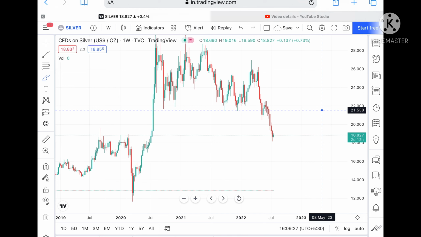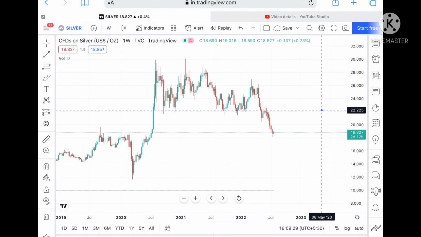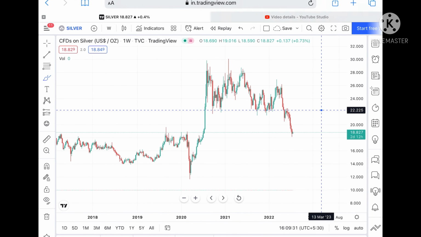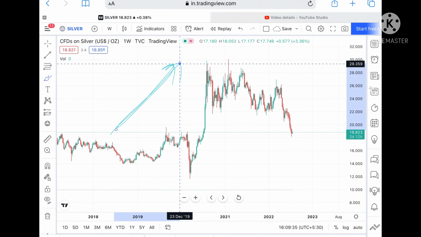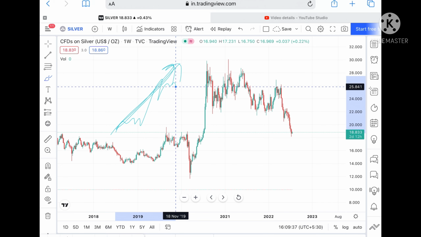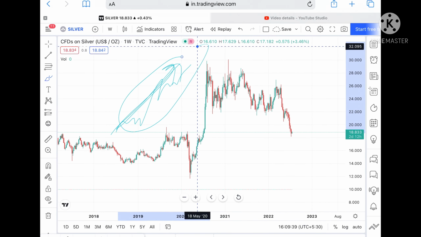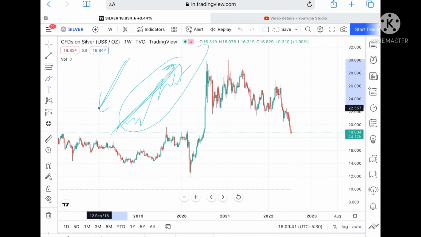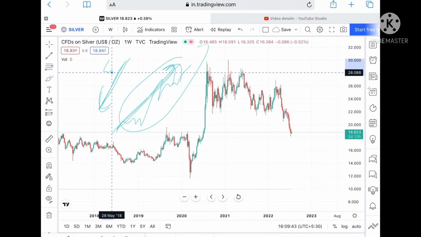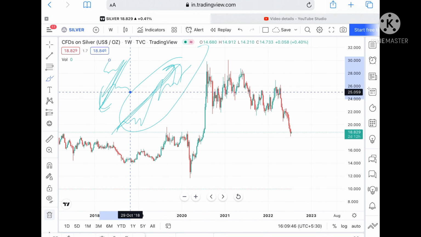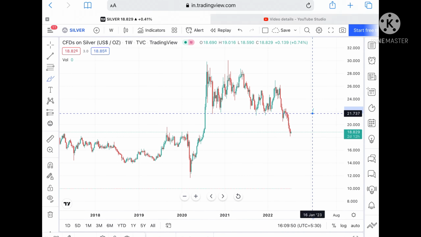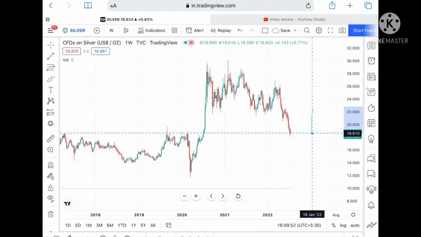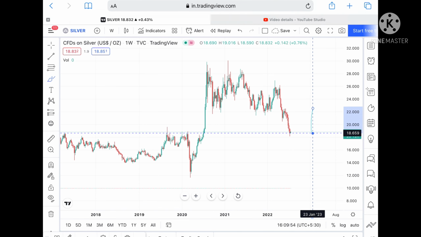Now suppose this particular level does not sustain in silver. As I have already explained, you will not see any stock moving in one direction. It will hold for some time, then move. Very rarely you will see a sharp fall. It will hold for some time, then come down. In the same way, if this particular level does not sustain, it can come down to a level of 18.659.